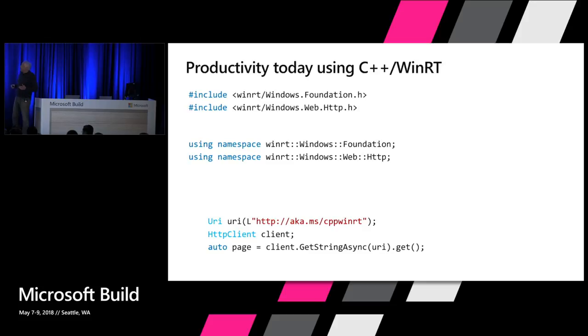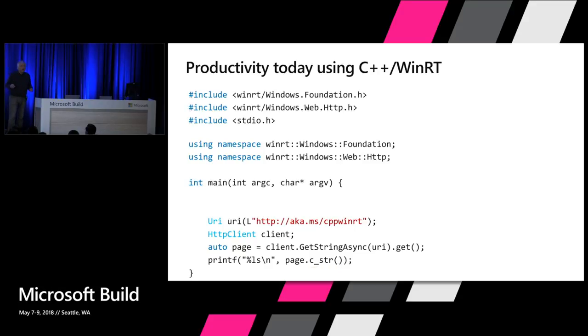I need the Windows Web HTTP client class, so I include that. I don't like typing on that, so I have a using namespace. I'm using printf, so I include stdio. Note, when I get my page back now, it acts like a standard C++ string type. I can call c_str on it to get the char pointer that I need to pass to printf. And when I wrap the thing with the regular main, it's the regular main that you know and like considerably.